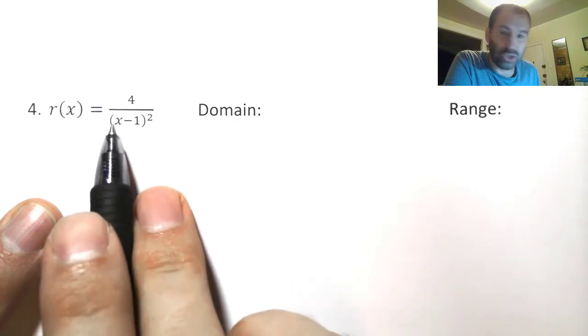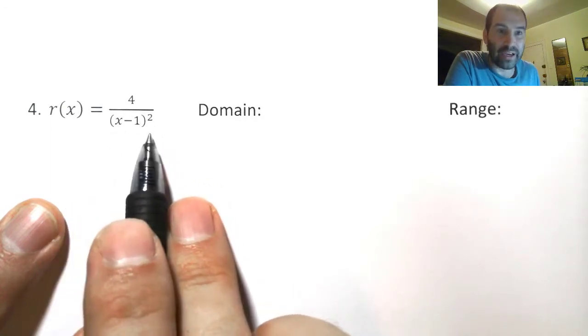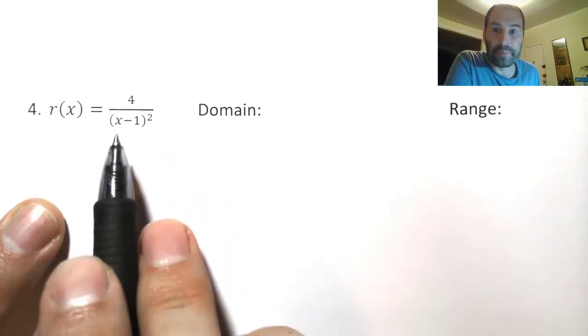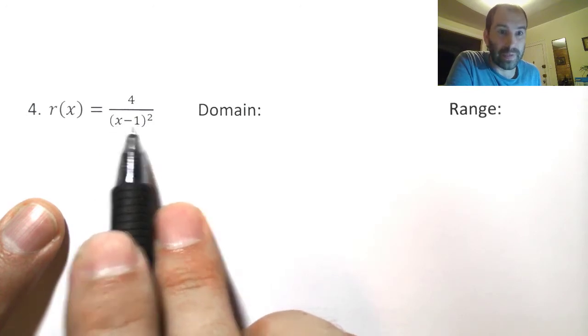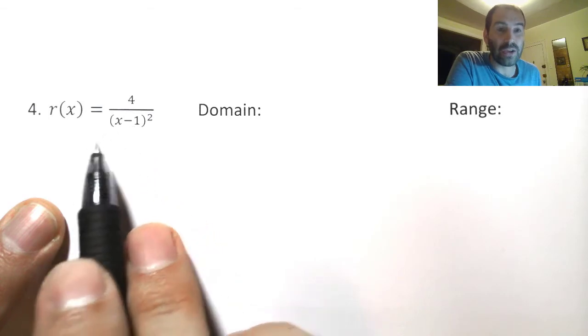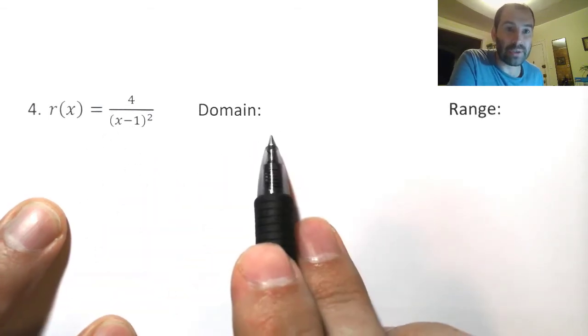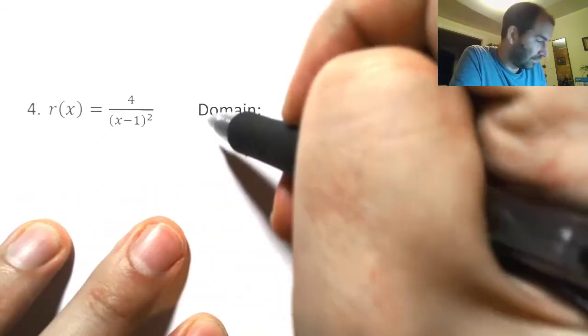So we just have to make sure that what's in the denominator here is not 0. Well, can it be 0? Sure, when x is 1. And that's the only way it can be 0. So the domain is the set of all numbers except 1.